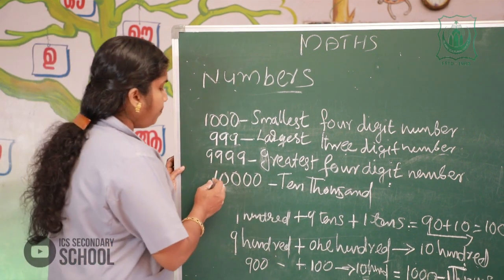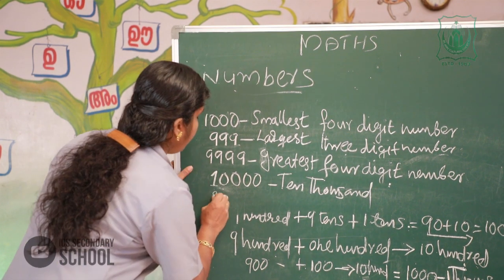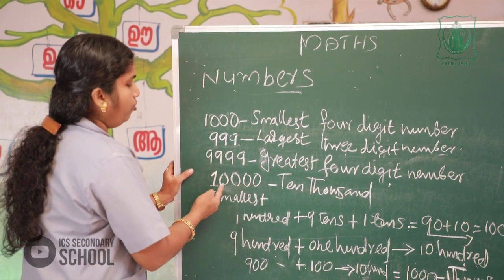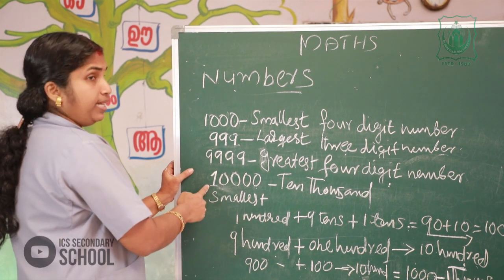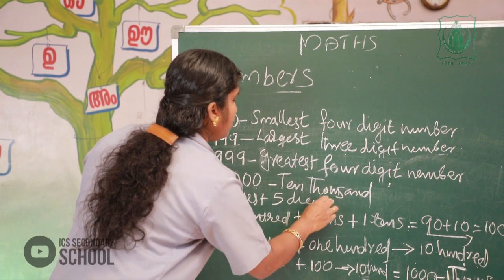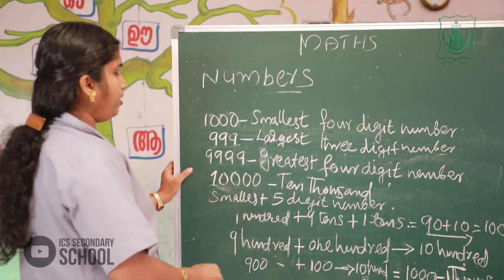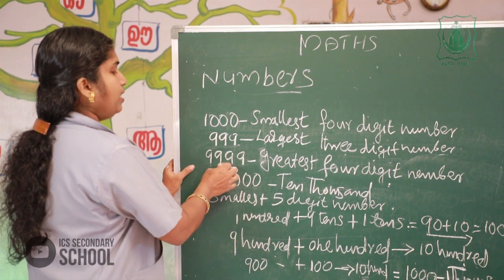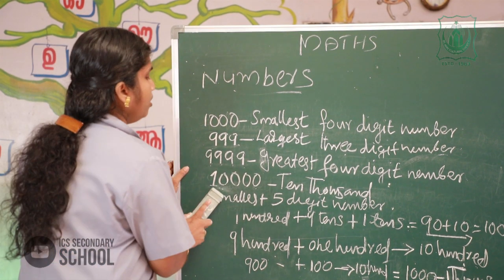10,000 is the smallest 5-digit number. How many digits are there? 1, 2, 3, 4, 5: ones, tens, hundreds, thousands, ten thousands. The smallest 5-digit number is 10,000. The greatest 4-digit number is 9,999.